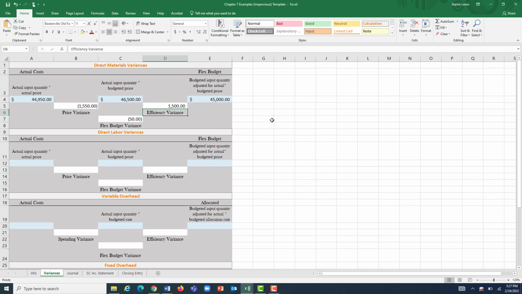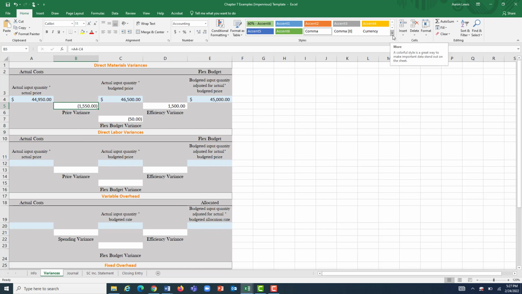1,500. Are these favorable or are they unfavorable? Well, this 1,550 says that we actually spent less than we should have. And if we compare our actual price to our budgeted price, our actual price was $2.90. Our budgeted price was $3. Absolutely, we spent a dime less, if you will, for every pound of metal that we used. That's very favorable for our bottom line.